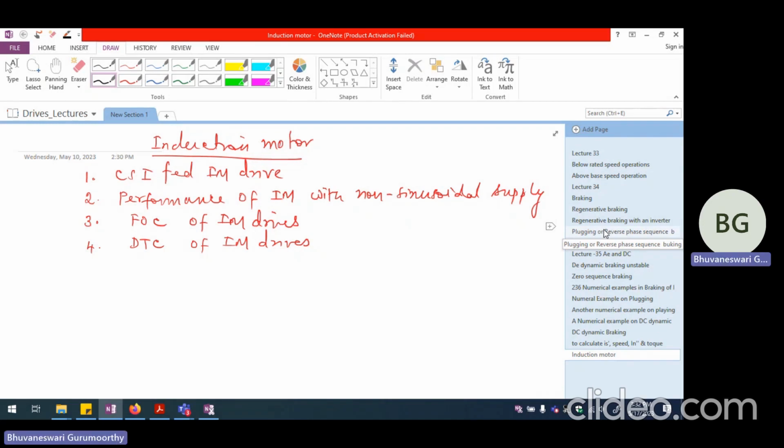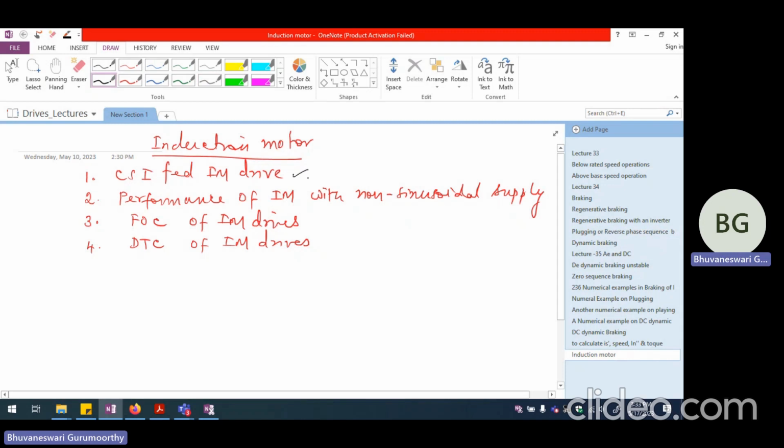Good afternoon. We are going to look at current source inverter fed induction motor drive in today's lecture class. As I mentioned in the last class, we are yet to look at 4 topics pertaining to induction motor. The first one being current source inverter fed induction motor drive.